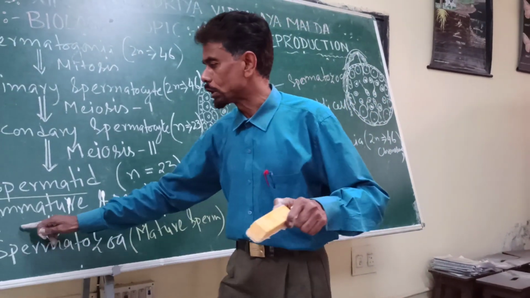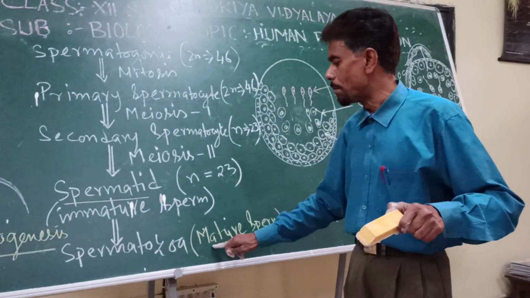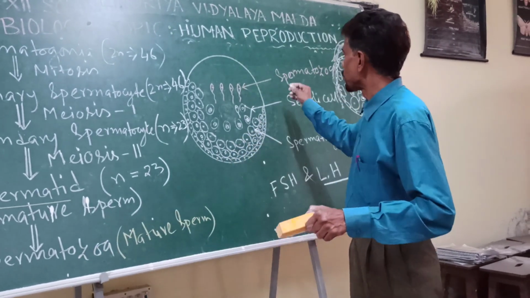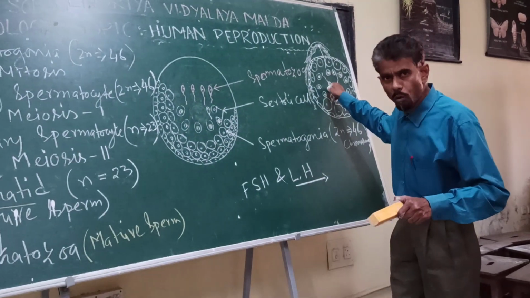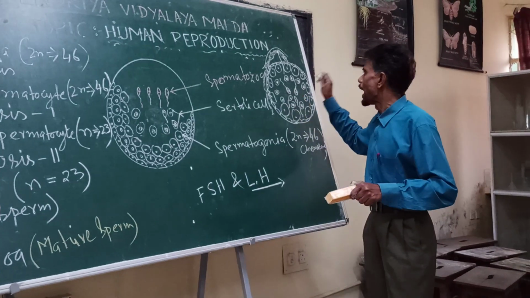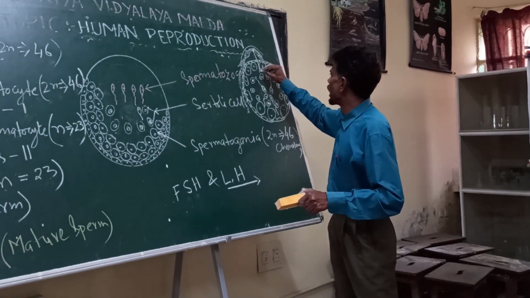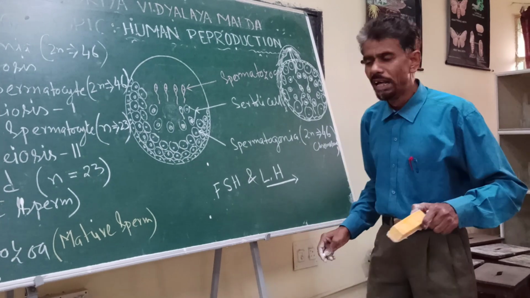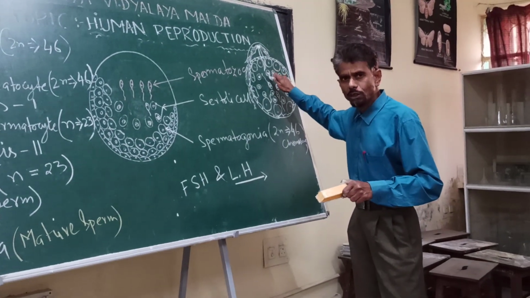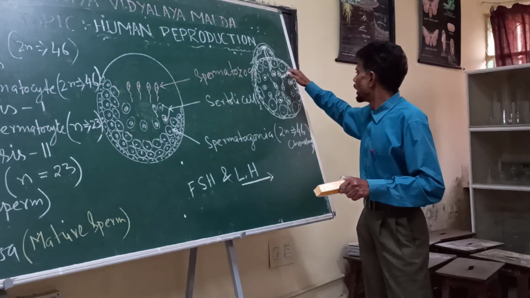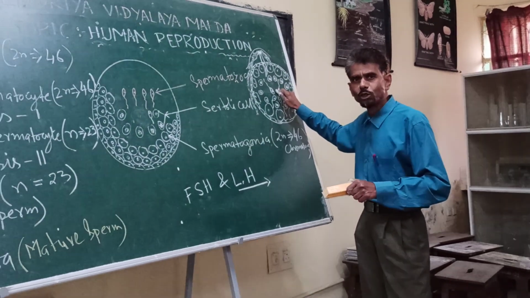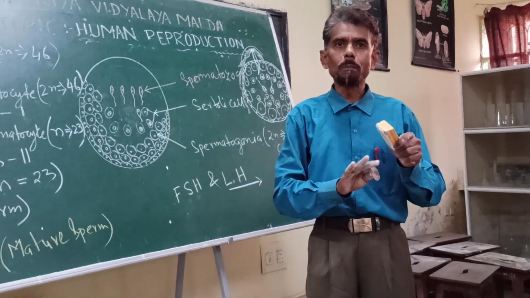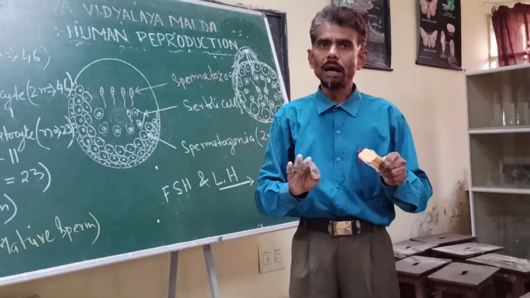The immature sperm undergoes a process of spermiogenesis to form the mature sperm, otherwise called spermatozoa. Once the spermatozoa are formed, they come within the lumen of the seminiferous tubule, and from the lumen they are ready to enter the epididymis. This process of release of sperm into the lumen after getting maturation is called spermiation. So the whole process of spermatogenesis I have discussed.